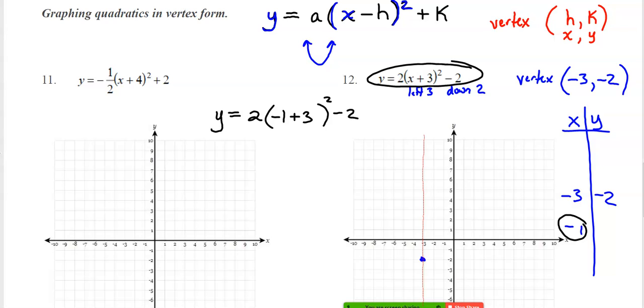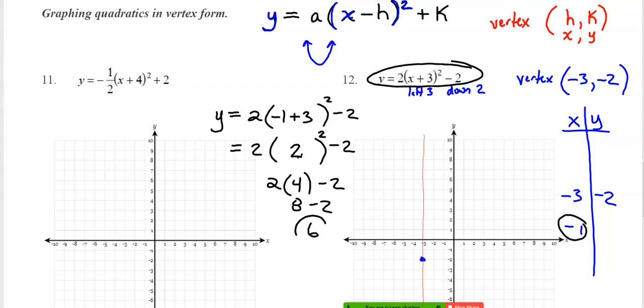You have to do a little math; there's no way around that. Parentheses first: -1 plus 3 is 2. Order of operations says do parentheses first, then powers: 2 squared is 4. Now I can finish it: 2 times 4 is 8, and 8 take away 2 is 6. So y is 6 when x is -1. So (-1, 6), bam.